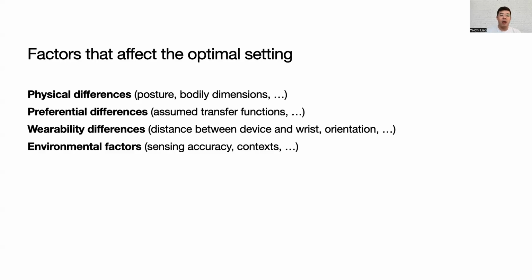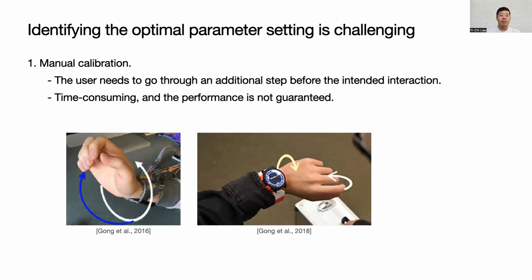There are several factors that may affect the optimal system setting, including the user's physical differences, their preferential differences, reliability, and environmental factors. The optimal settings vary across different users and contexts. Identifying the optimal parameter setting is very challenging. Previous works mainly rely on manual calibration. The users need to go through an additional step prior to the intended interaction. The procedure is time-consuming and the performance is not guaranteed.